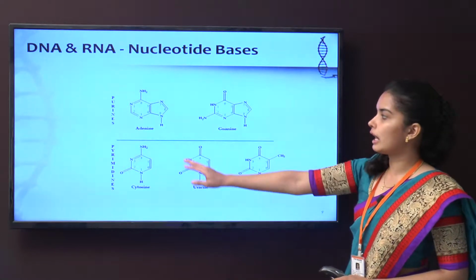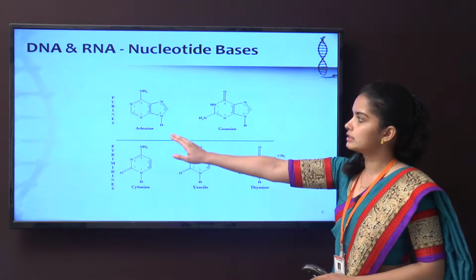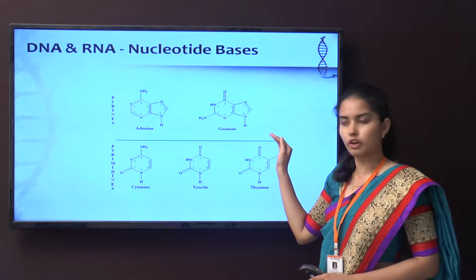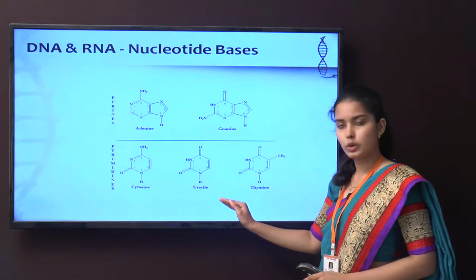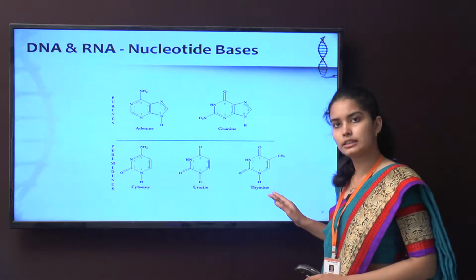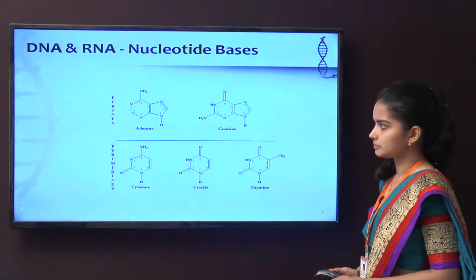The purines are adenine and guanine. This is the structure of adenine and this is the structure of guanine. While the pyrimidines, there are three, that is cytosine, uracil and thymine. These are the structures of all three.